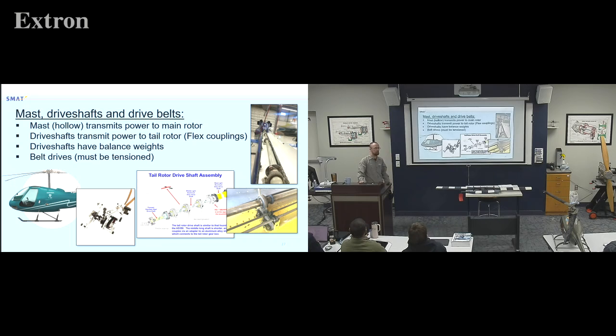The main mast, why is it hollow? Because of weight reduction. Imagine if you had a 3.5-inch piece of steel spinning through the middle here. That's a great idea, no. And then we have drive shafts that transmit power through flex couplings. Here's a flex coupling, okay? Why not just run a solid shaft all the way to the tail rotor?